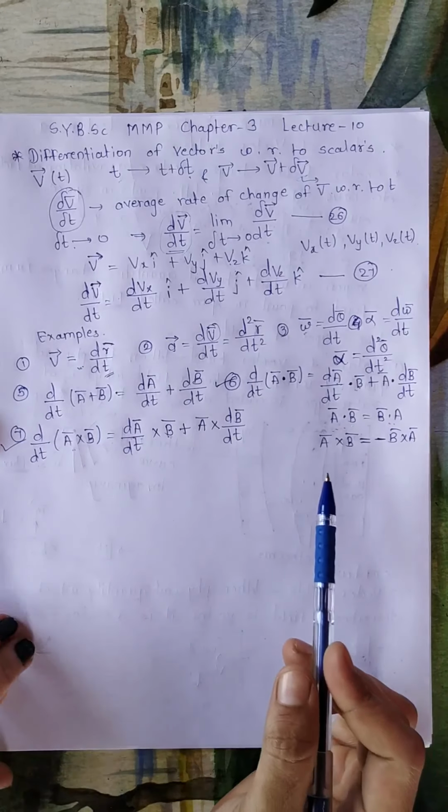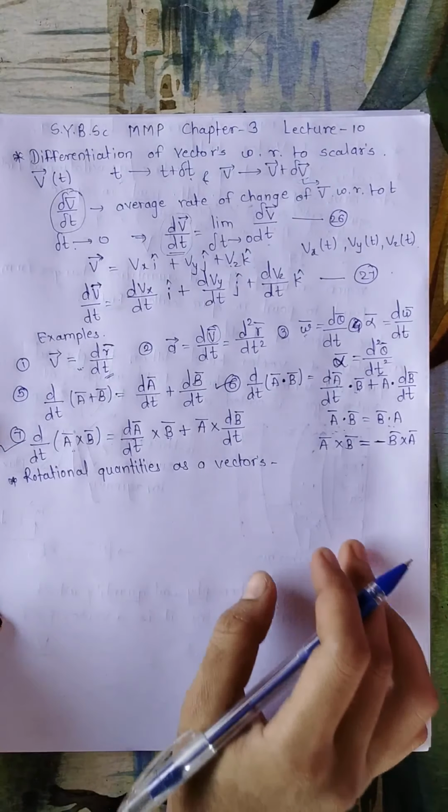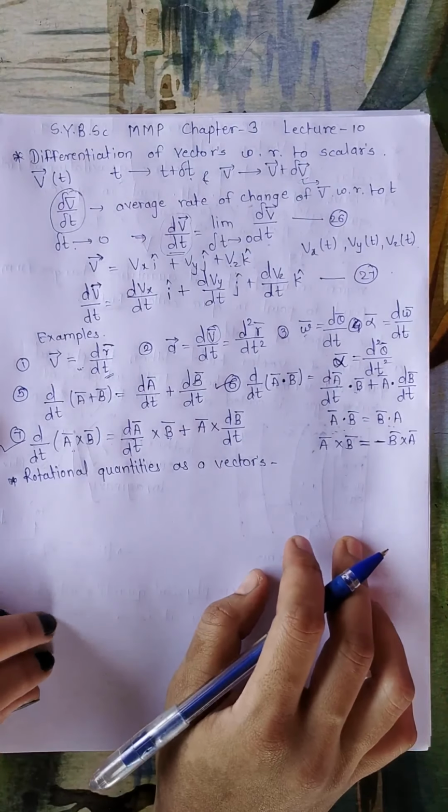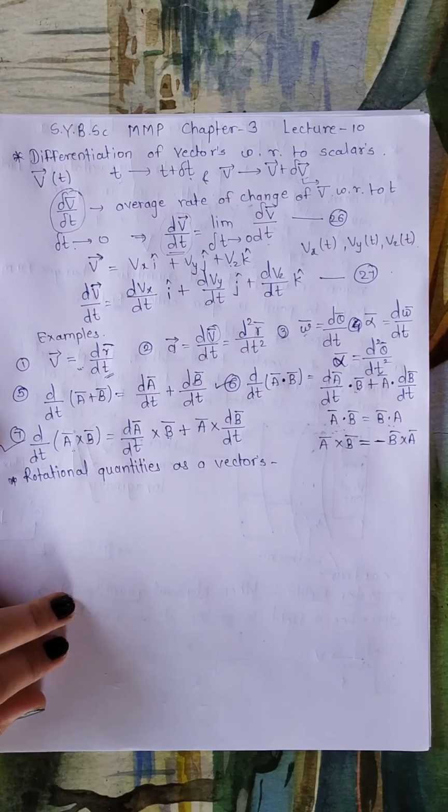Now next is the rotational quantities as a vector. In earlier stages we have discussed vector analysis. We have already studied about the vector analysis. So in that, one of the properties of vector was that vectors obey the commutative law of addition. The commutative law of addition is an important condition for the vector, and we have already discussed this.